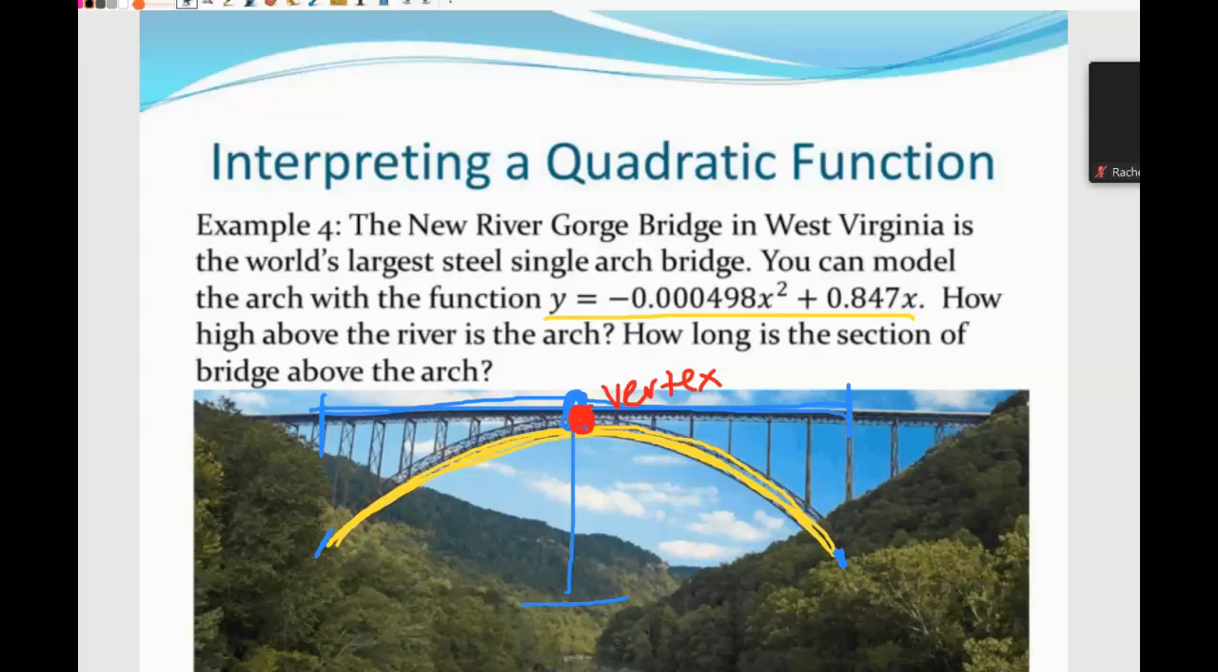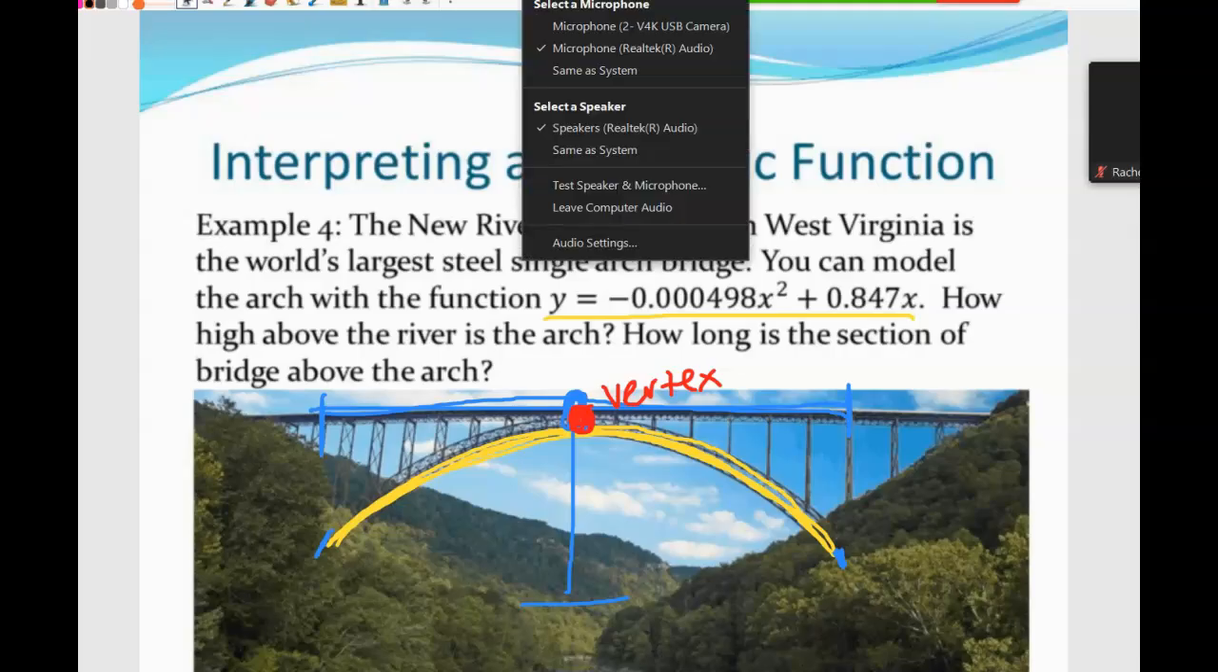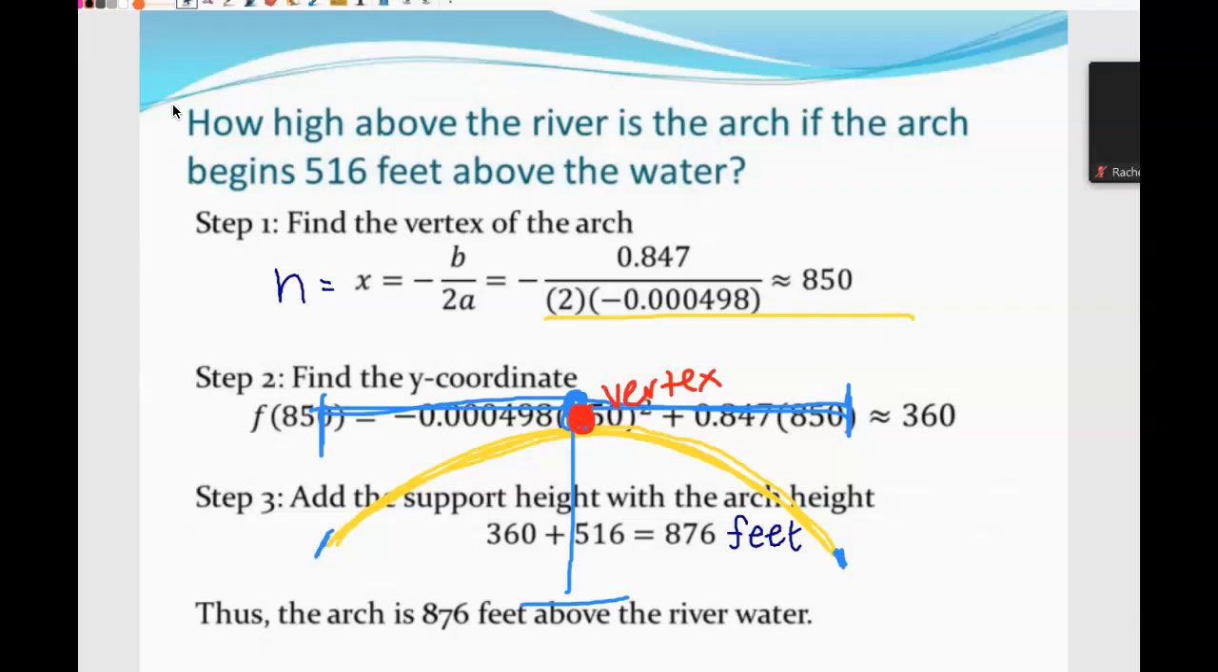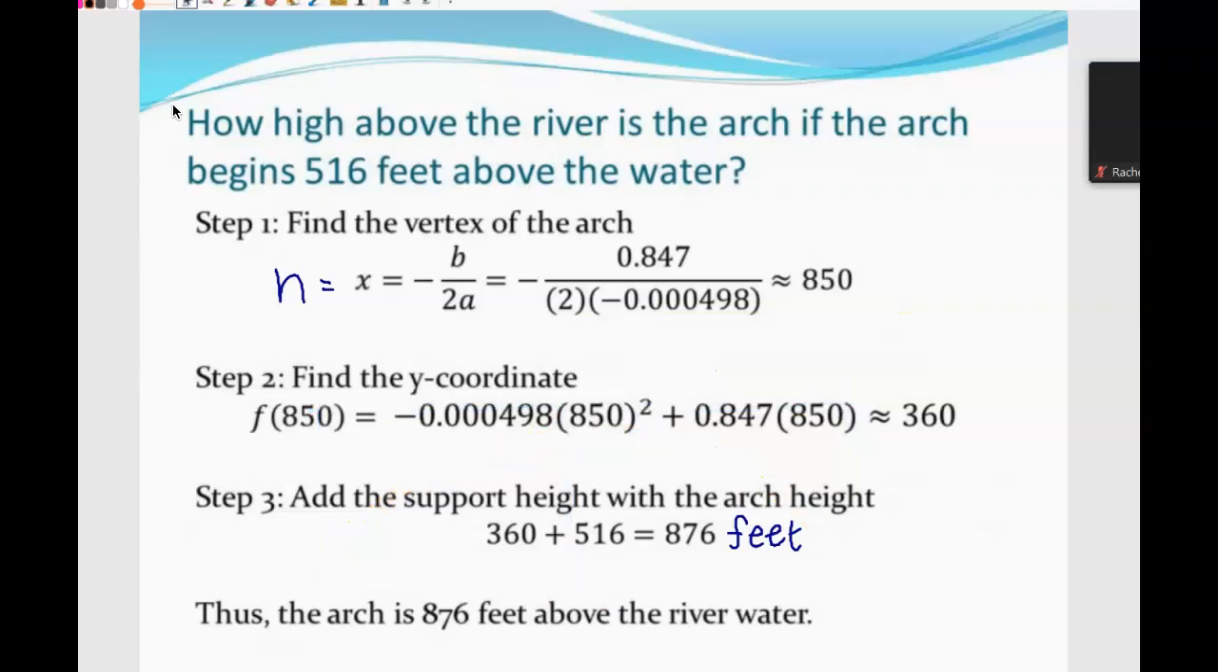So your vertex would be negative b divided by 2 times a. You're going to have to watch how you multiply. So again, if you multiply, you have to watch how you put your parentheses on the graphing calculator. That's what I show in this example here.